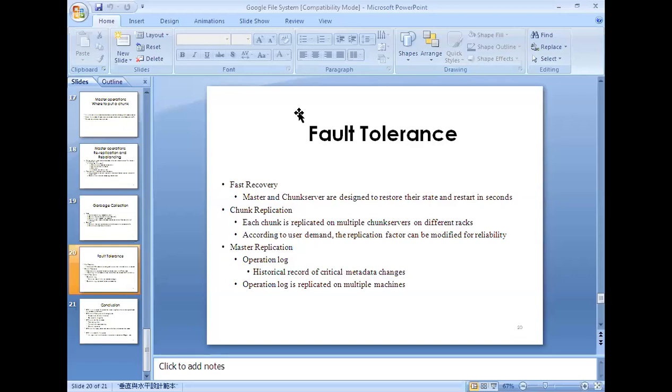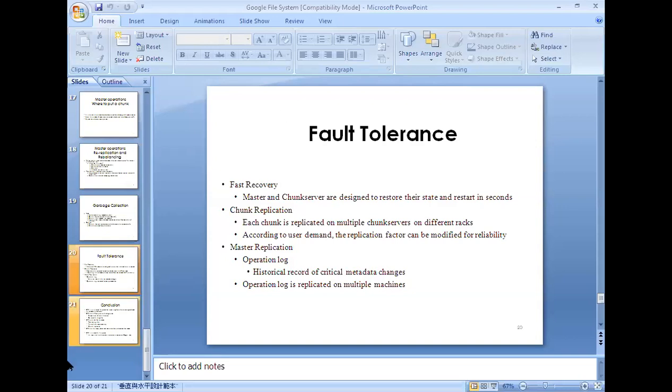Next one is chunk replication. Each chunk is replicated on multiple chunk servers on different racks. As I told you, the replicas are stored at remote systems. Remote systems in the sense, don't think that they are in rural areas. Our intention is that they are distributed across different systems, which may not be in the same cluster or the same region. For example, one replica may be stored in the US, another in France, and another in India.